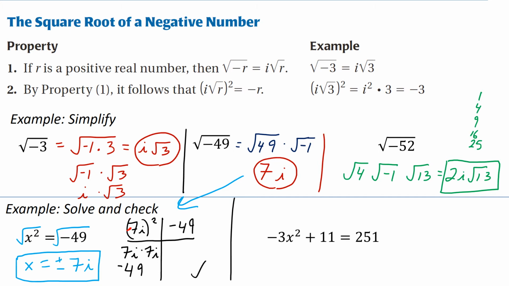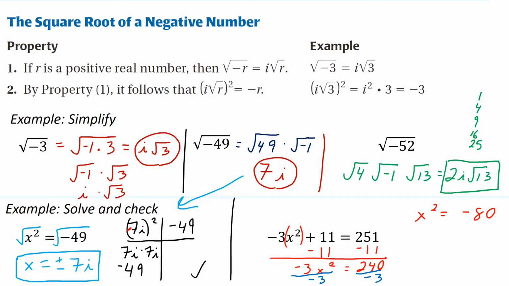Well, the first thing we want to do is isolate the x squared over here. So work farthest out, move your way in. I'll subtract 11 first, both sides. And I have negative 3x squared is equal to 240. Next, I will divide by negative 3. And I'll continue that on the other side. I have x squared is equal to negative 80.